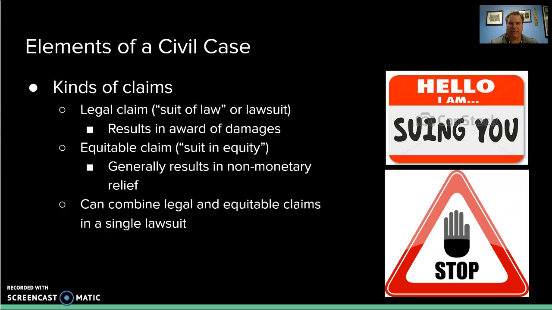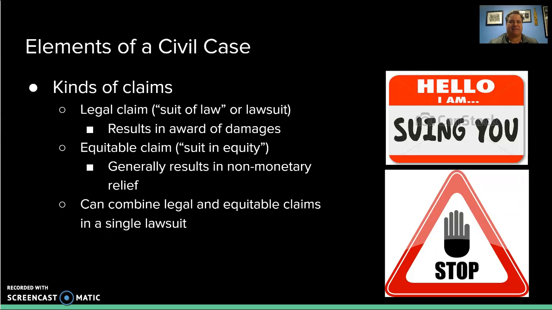An equitable claim is the second kind of lawsuit that can be filed. It's a suit in equity is what they used to call it. This is about not so much a monetary payment, but some sort of equitable arrangement to do what's fair, I should say, not right. Right is a moral argument. Fair is a more accurate description, generally resulting in non-monetary relief. For example, an injunction, a judge's order for somebody to stop doing something.